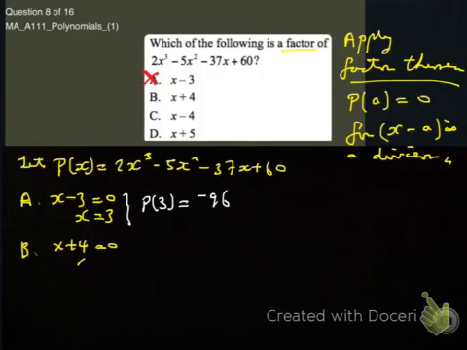Let's try B. Now we substitute x as minus 4. Now the polynomial is equal to 0. So according to the factor theorem, B, x plus 4, is a factor.